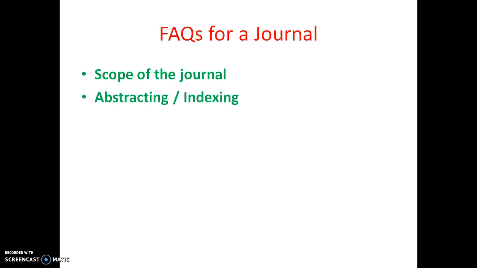And abstracting and indexing, we need to see the abstracting and indexing. That means whether it is under Scopus or whether it is under SCI or SCIE, we need to see all these things. If I would like to publish my paper in SCI, I need to look at SCI journals. Otherwise, I don't need to prefer it.